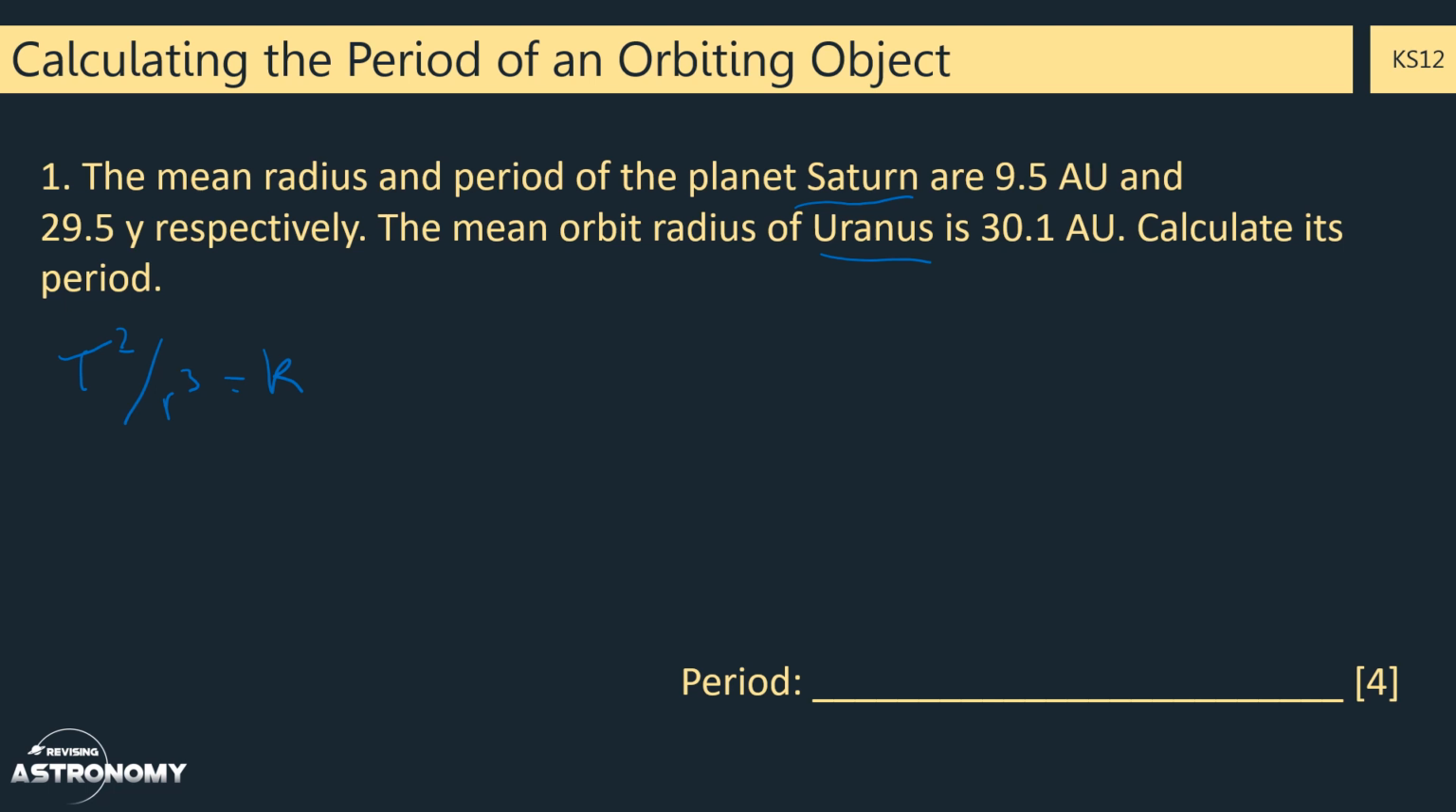Working it out for Saturn, to work out k, we're going to use T squared over r cubed. So T squared is the time, 29.5 squared, in years, divided by the radius in astronomical units, 9.5 cubed, which equals 1.015017. So that is our value for k.